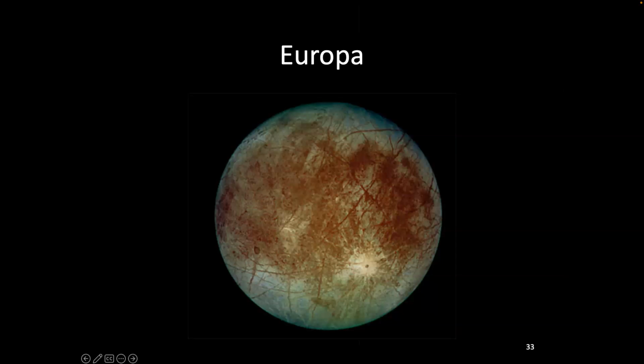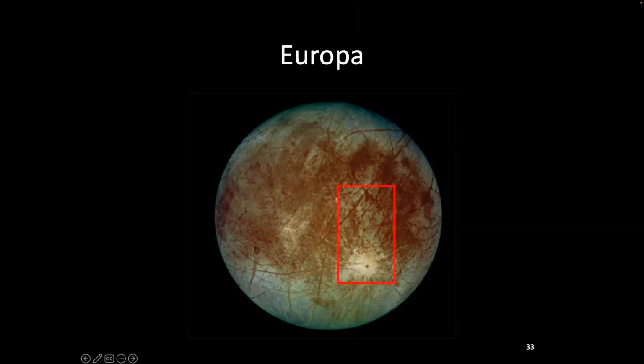What about this one? That even looks like it could be like an old one, right? So now we're starting to see a little bit of cratering. What does this tell you about the relative surface age? Which one's older, Io or Europa? Europa, right? Because it has a crater at least on it.